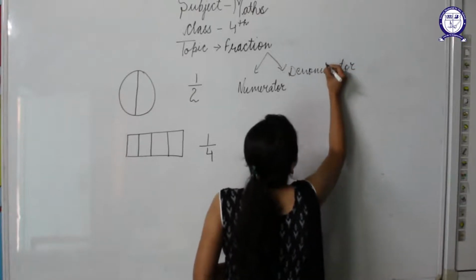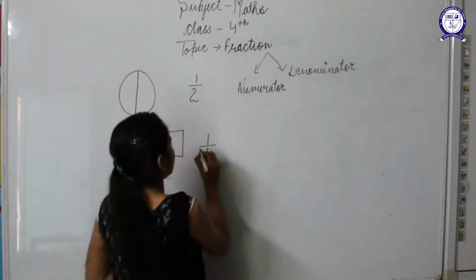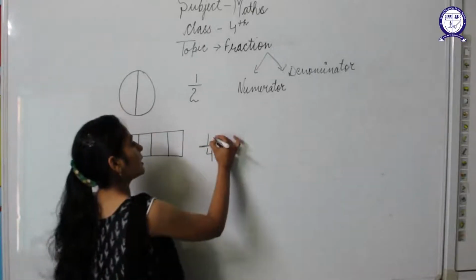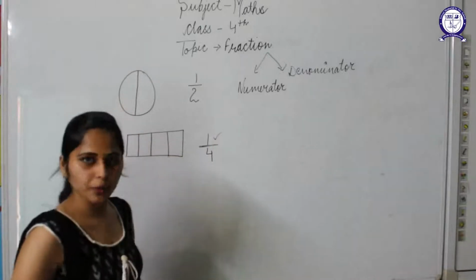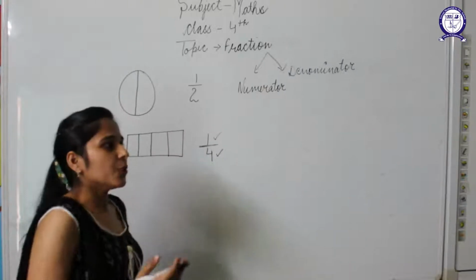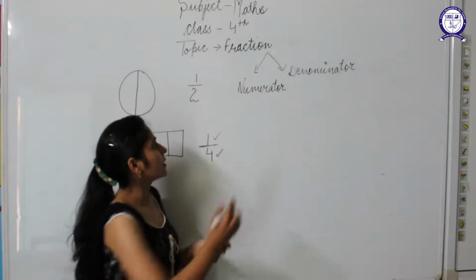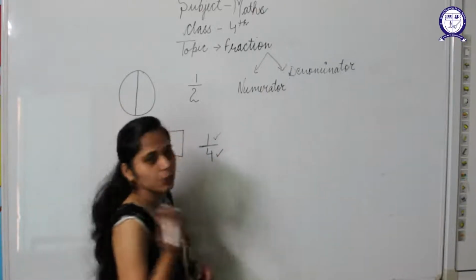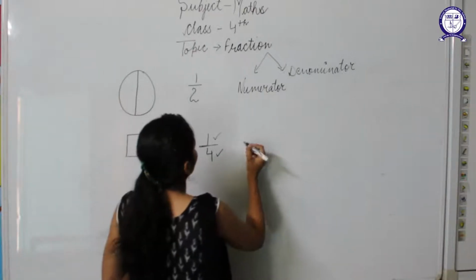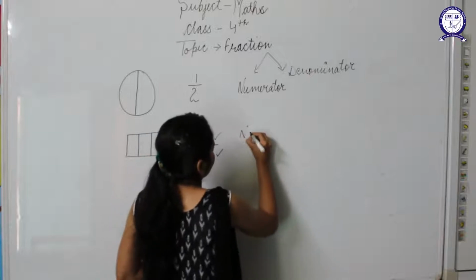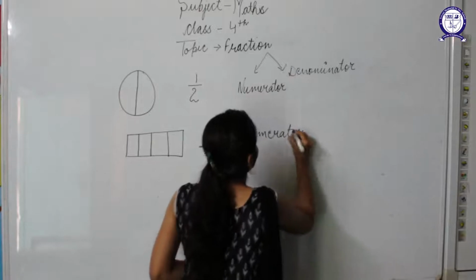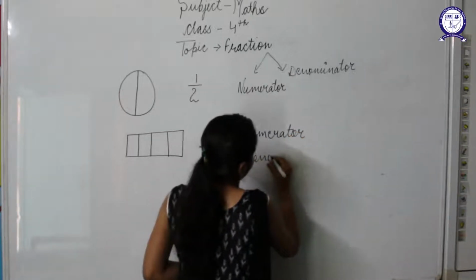So for writing fraction, we use a line, students, like this. So what is the number written above the line? This is numerator, and what is the number written below the line? This is denominator. You can also learn like denominator is starting with D and down is starting with D. This will make it easier to learn. Now students, here 1 is the numerator and 4 is the denominator.